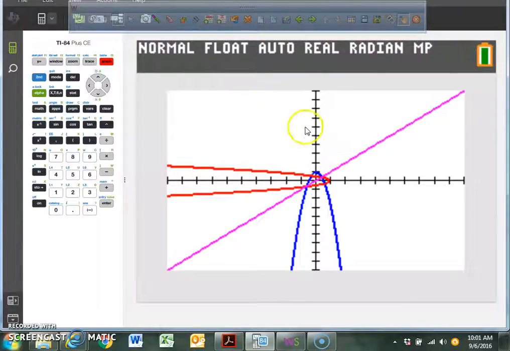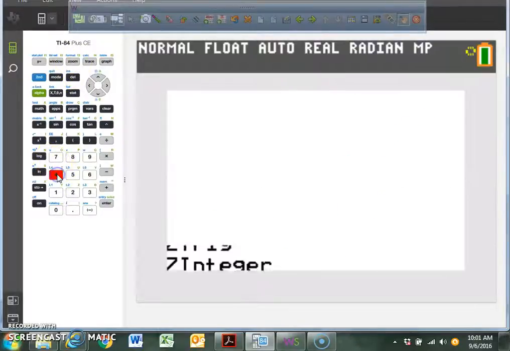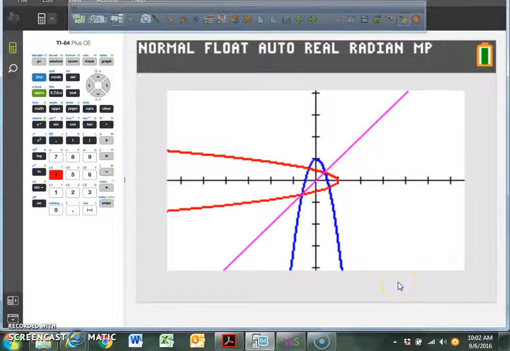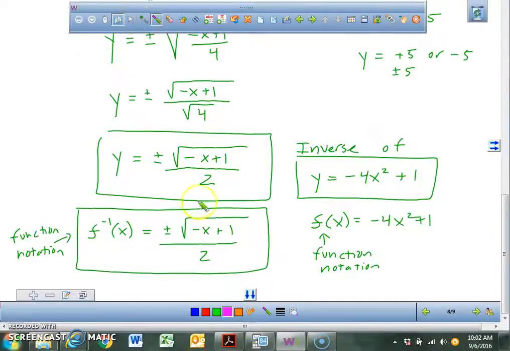Now, to make it look a little bit nicer, if you want to square up the screen so the horizontal and the vertical look like perfect squares, hit zoom number 4. What I want you guys to notice, oh, hold on, go back.